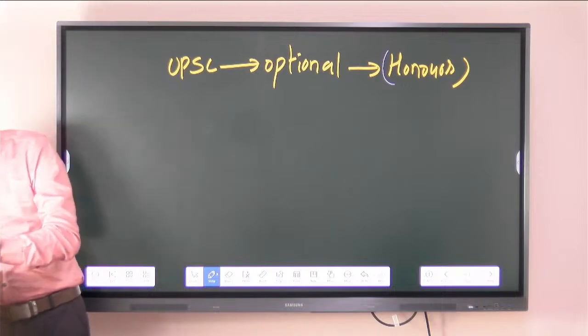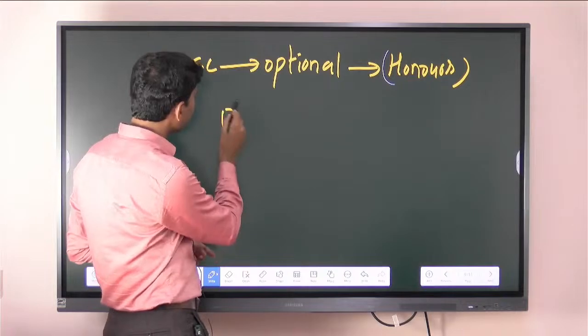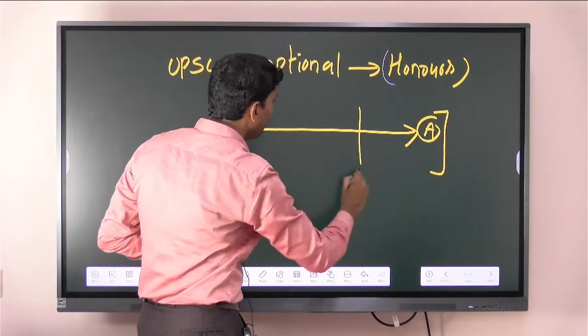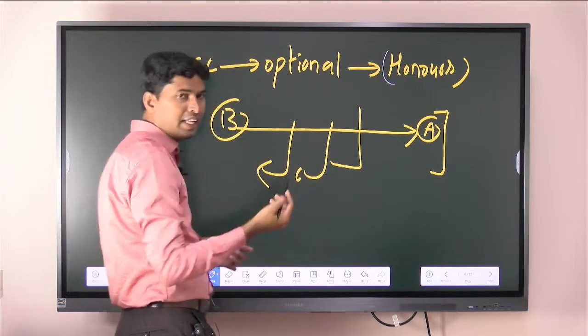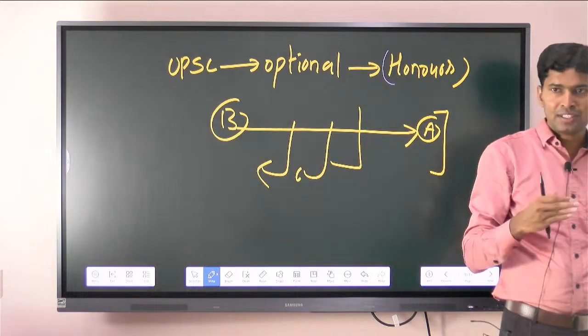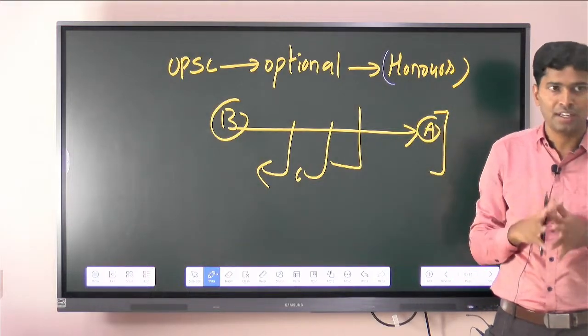So, when I say honors level, we need to start from the very basics and move to an advanced level where we will be able to satisfy the demand of the examiner. Meaning, whichever optional you take, you have to build up the basics and gradually move towards the honors level in whichever optional we are going to study.